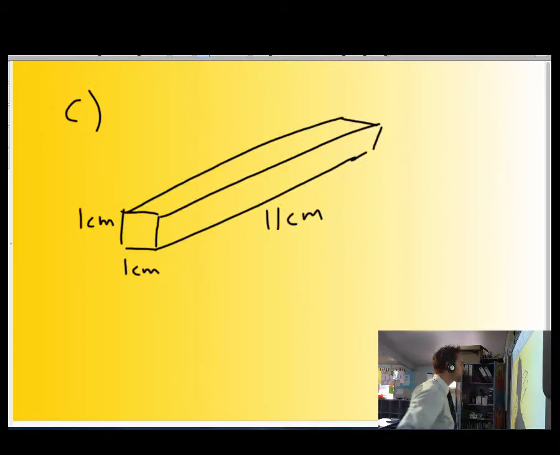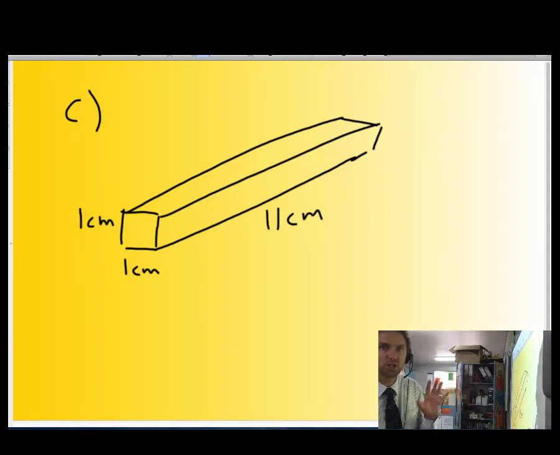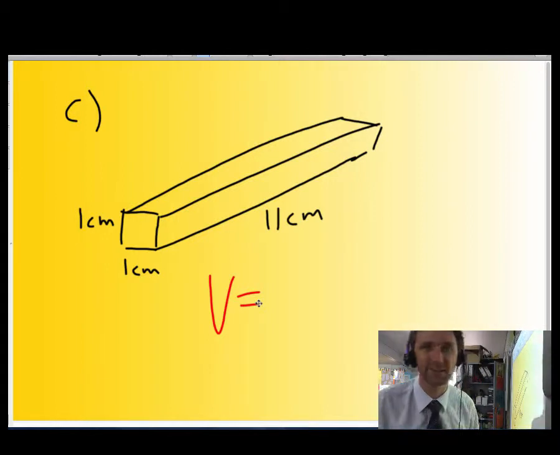All right, let's have a look and see. And you're doing this one all by yourself. You've got 3 numbers there. You're trying to find the volume. How are you going to work it out? Okay, it's up to you. Off you go.